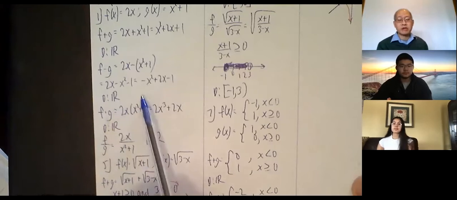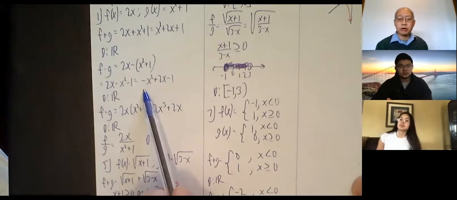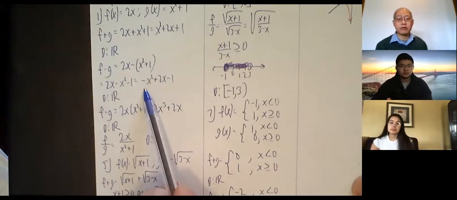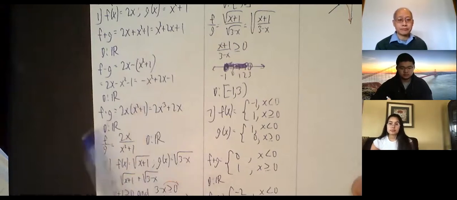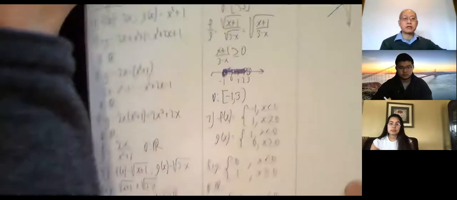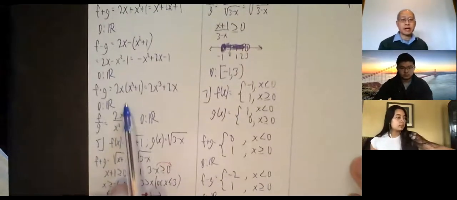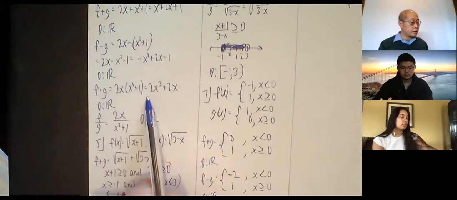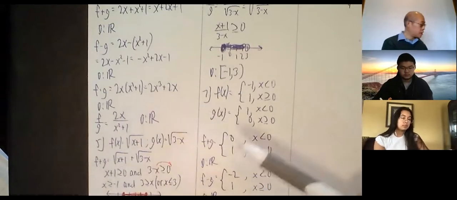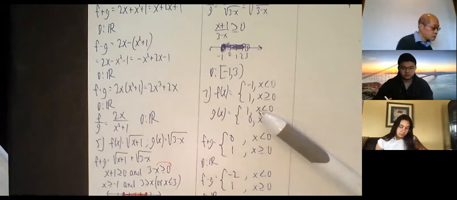Okay. So where would there be trouble? When you have a square root or if you're dividing by something, right? That's where you'd have to worry more about domain. F times g, you just multiply the two original functions. So it's just that times that, no big deal. 2x times x squared plus 1 comes out to be 2x cubed plus 2x. Domain is, again, all real numbers.